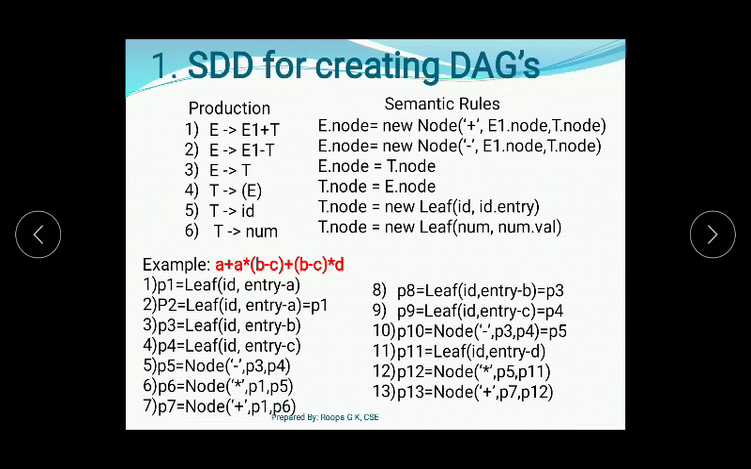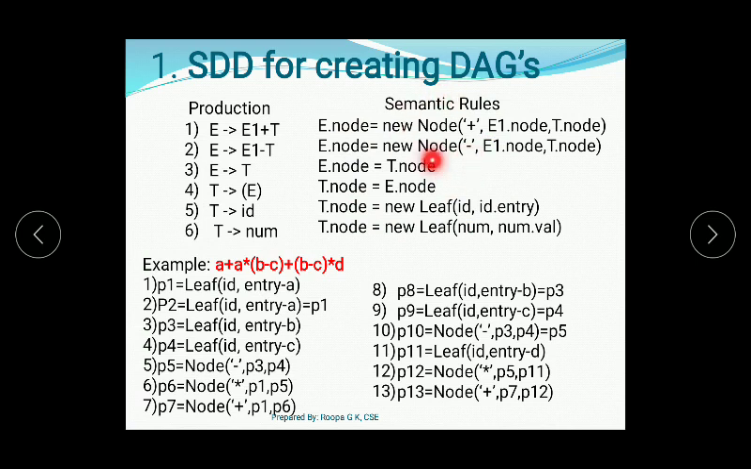SDD for creating DAGs. What you have to do? First, consider the grammar like this. Let us go for a simple desktop calculator grammar, that is addition and subtraction. E gives E1 plus T, E gives E1 minus T. Okay, E gives T, T gives ID or number. Suppose this is the grammar, then semantic rules we can write like this with the help of our construction of syntax tree, like node and leaf.